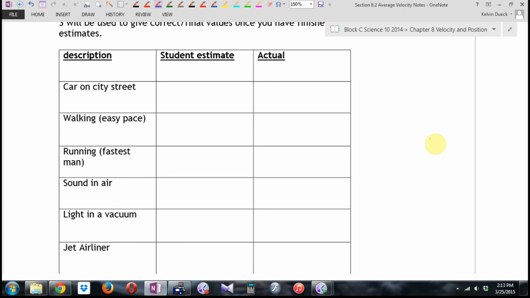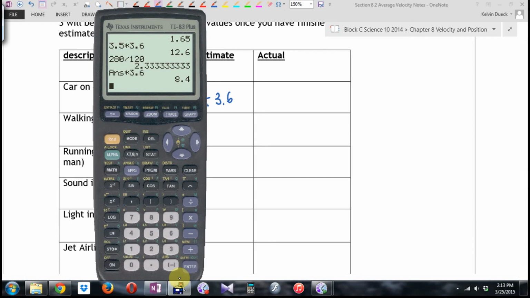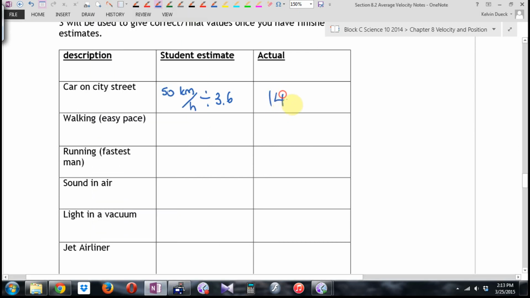So let's go 50 kilometers per hour. How do I change that to meters per second? So street speed, about 14 meters per second-ish, because we're doing rough. Faster than an Olympic athlete. Humans can't run that fast. Maybe for very, very short bursts, but I doubt it.